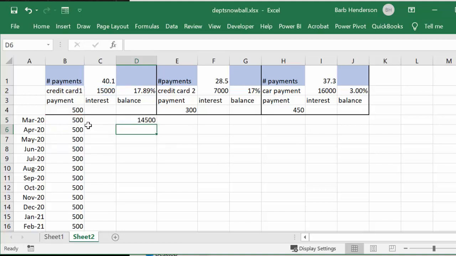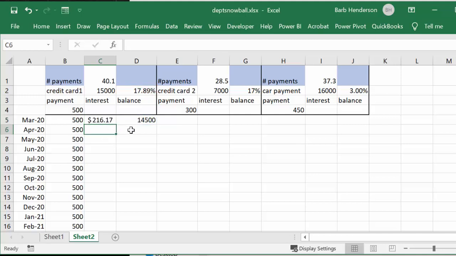But he has to pay interest on these. So the interest is going to be the balance that he owes times the interest rate divided by 12. The interest rate is always going to be the same, so I'm going to F4 that one to make an absolute reference, and I'm going to press enter.